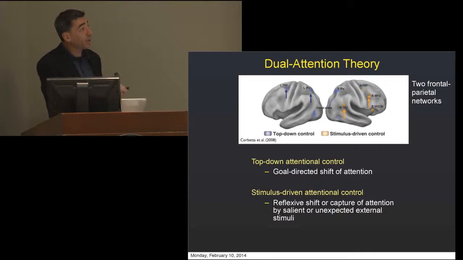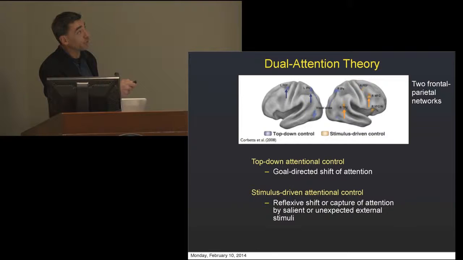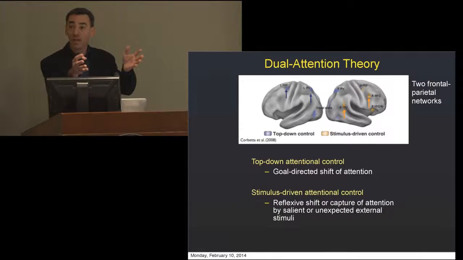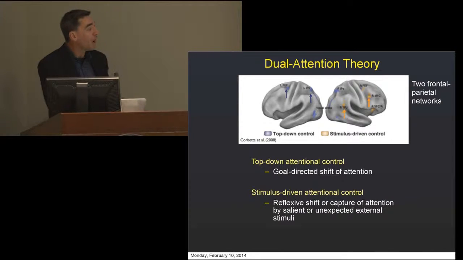And then a second network that depends on a different set of regions in the frontal and parietal lobes that seem to detect relevant things out there in the world, highly salient or novel things out there in the environment, and that in essence put a brake on this top-down goal-directed allocation of attention. It puts a brake on it and allows us to rapidly shift attention to this unexpected salient information.